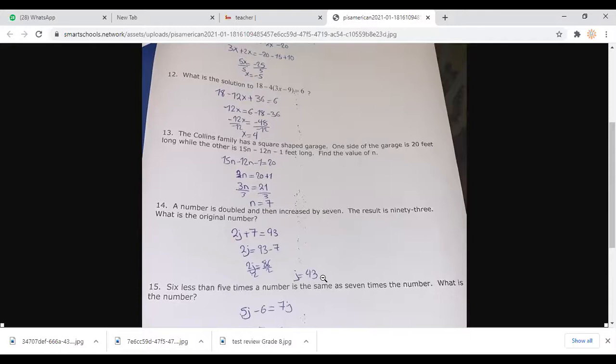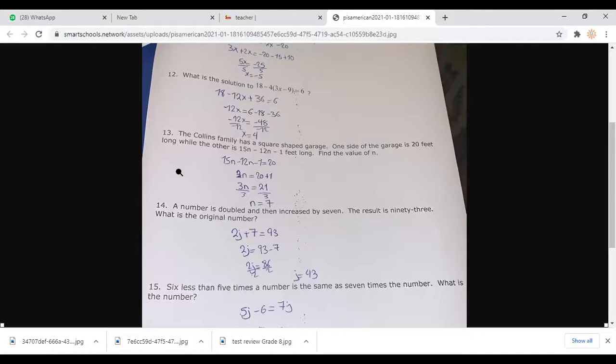You can check if your answer is correct or not. What you have to do is go back to the original question and substitute. Could you please everyone check with me? 2 times 43 plus 7. The answer will be how many? 2 times 43 is 86, plus 7 is 93. Okay, understood?